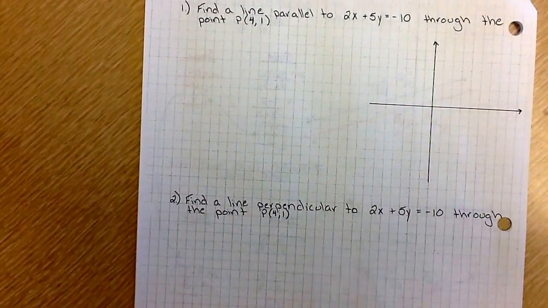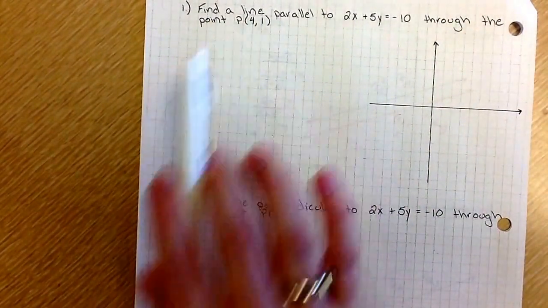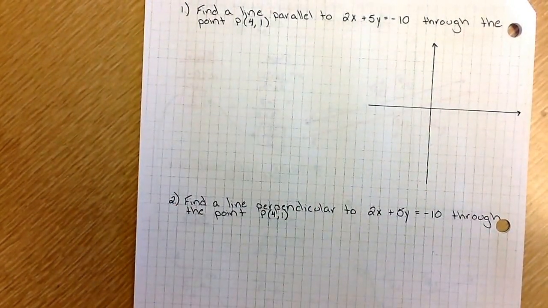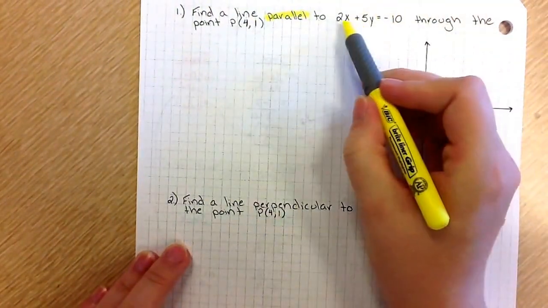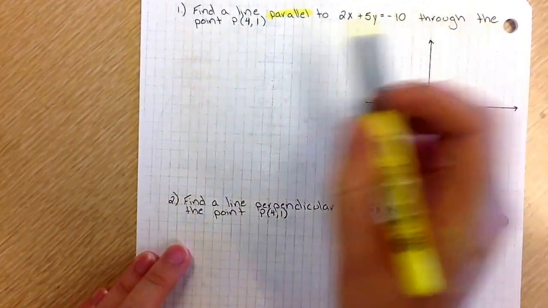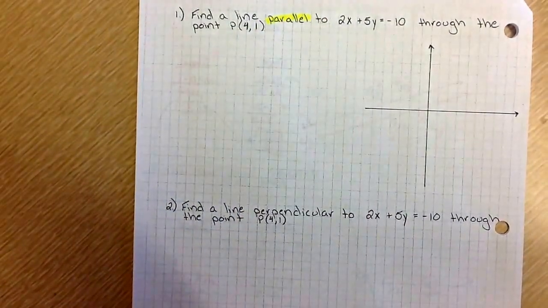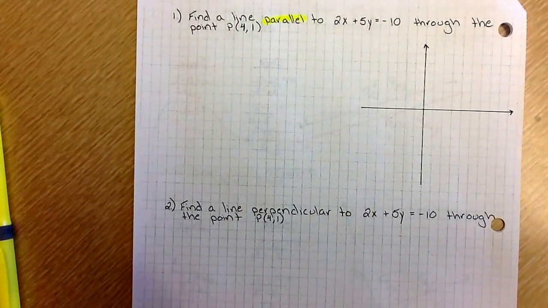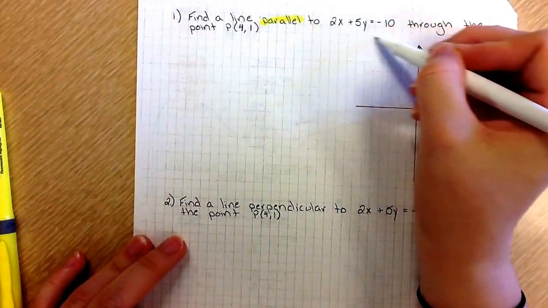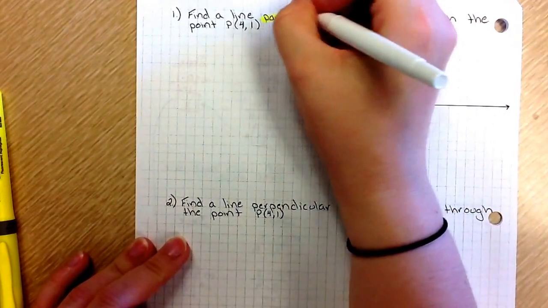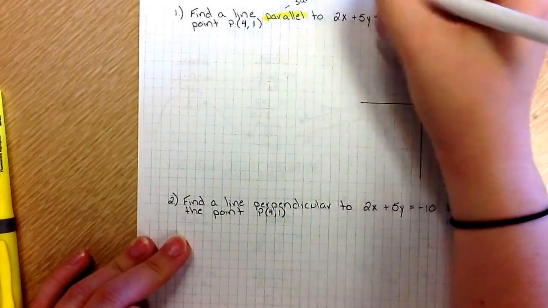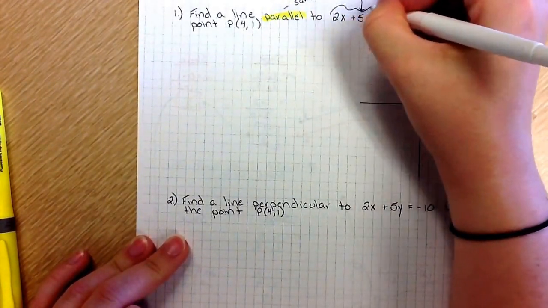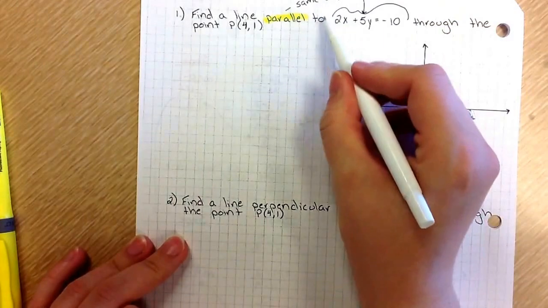Okay, for my examples, I want to find a line parallel to this line through the point (4, 1). So I want it parallel to this line here. Parallel, again, means I want it to have the same slope as this line here. So first things first, I want to find the slope of this.